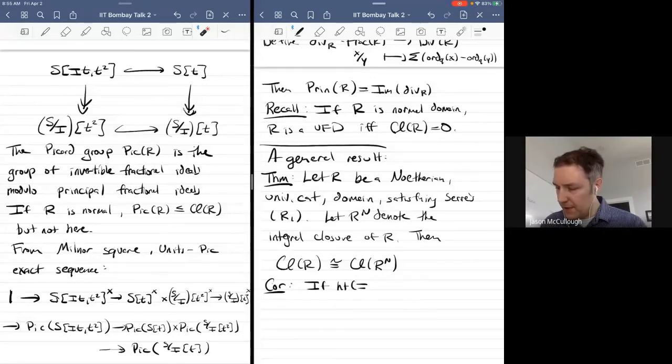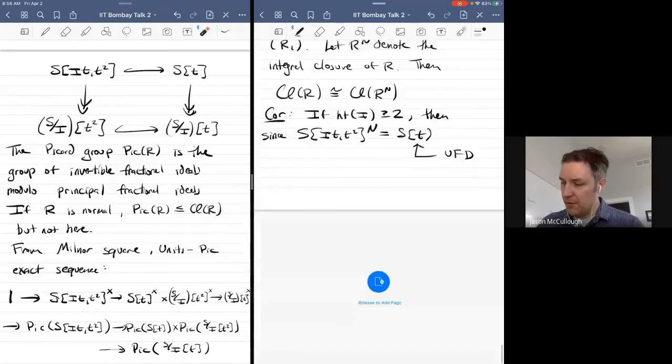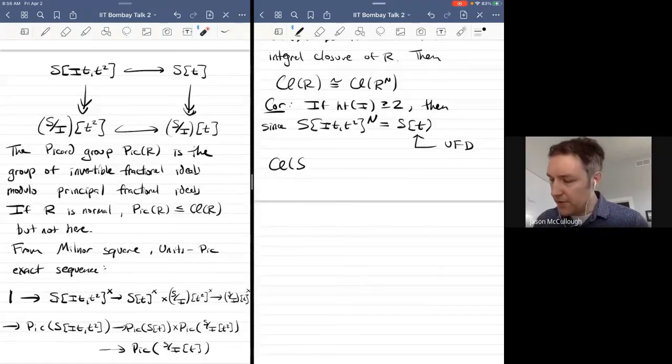if the height of I is at least 2, well, we know at this point, because we know the codimension of the singular locus, the Rees-like algebra will satisfy Serre's R1. So I can apply the theorem and get that, since the normalization of the Rees-like algebra is just this polynomial ring, which is itself a UFD and therefore has vanishing class group, the class group of the Rees-like algebra, just like the class group of a polynomial ring, is 0.